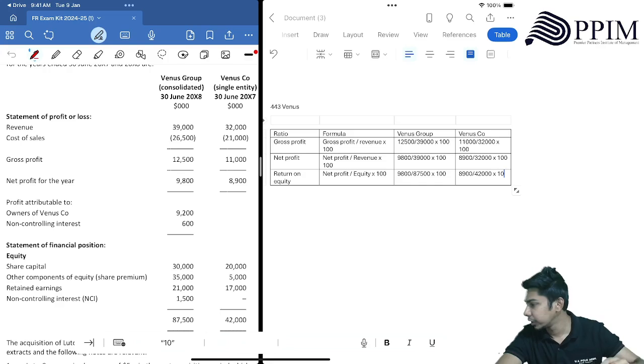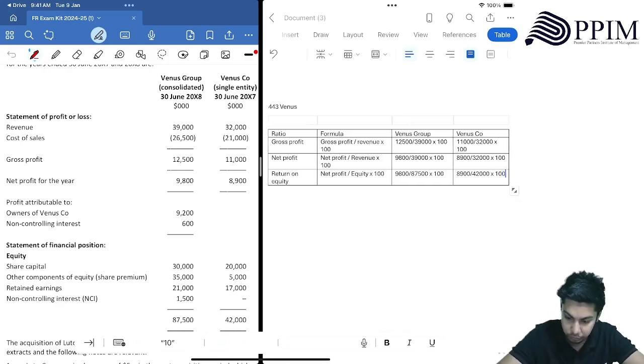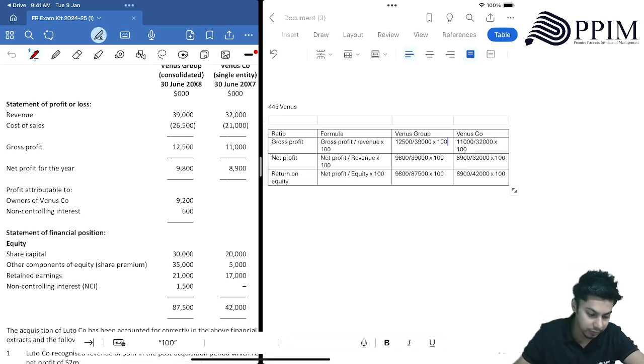So these are the answers I have got when it comes to the ratios. I just copied the numbers directly from the question. I did not do any kind of adjustments.